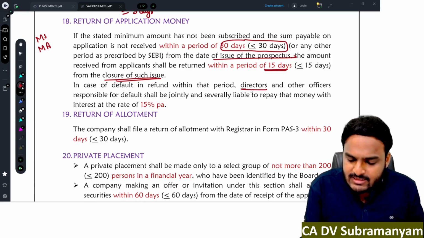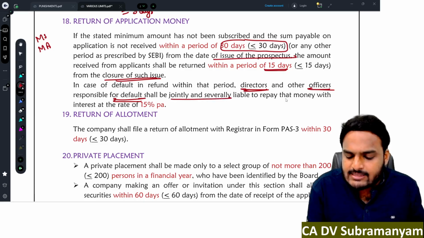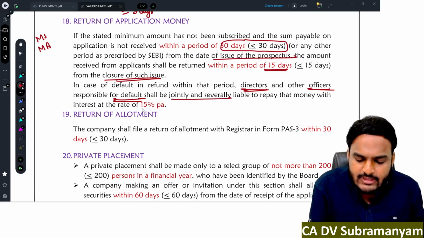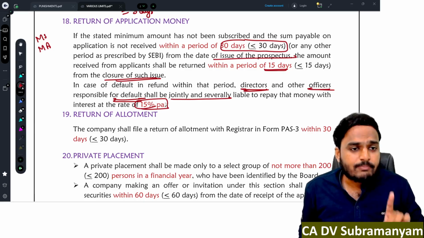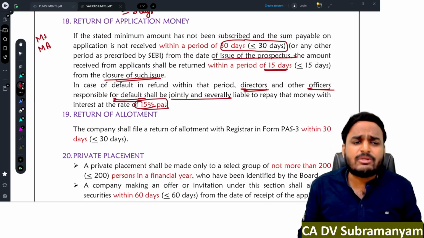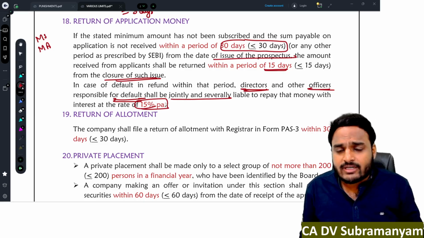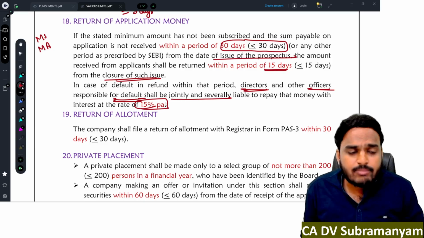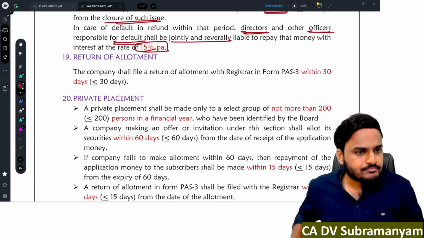Failed, then directors and officers who are responsible for default shall be jointly and severally liable to repay money along with interest at the rate of 15% per annum. It is not the company who is paying the interest. Who is paying the interest? Directors, officers who are in default. Simply, defaulting officers are responsible to repay money along with interest. What is the rate of interest? 15% per annum.